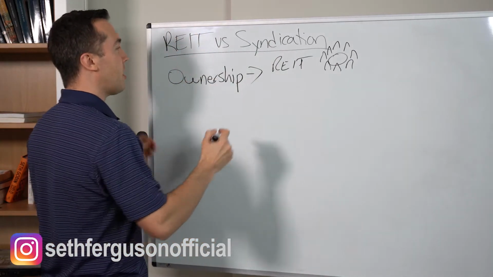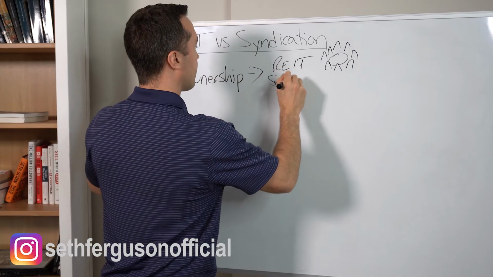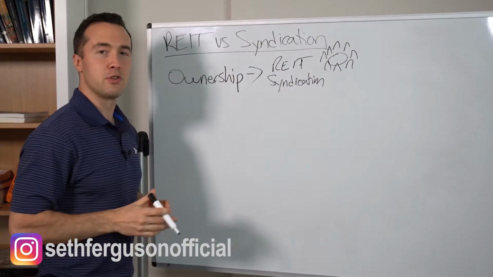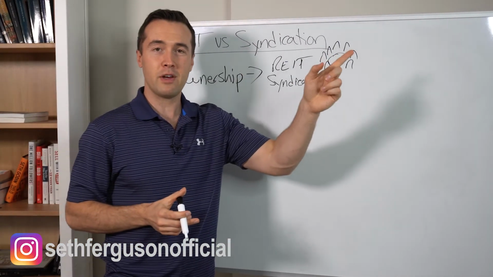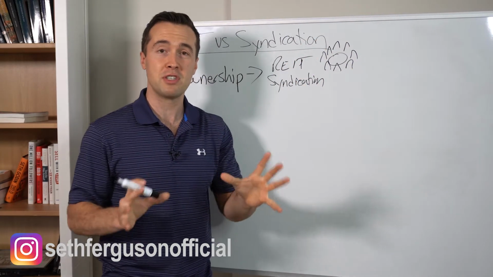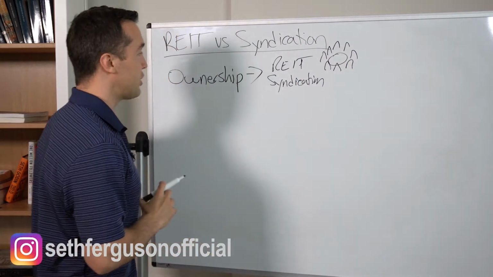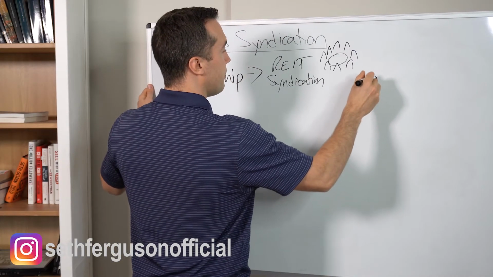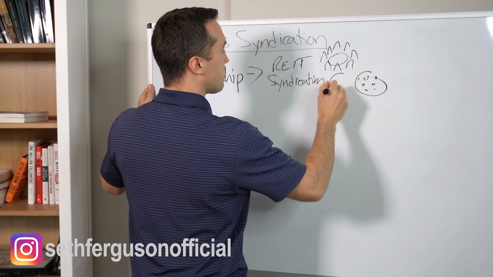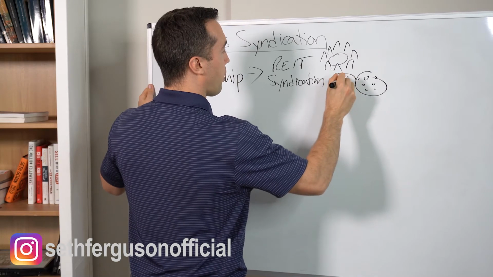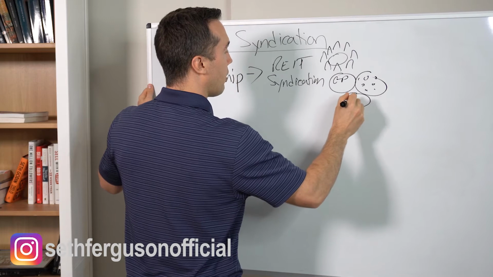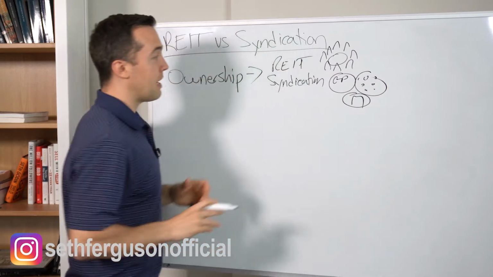A syndication, on the other side, is a pooling of resources by investors. And I'll put a link to the video I did talking about syndications in more depth right up here so you can check it out. A syndication is a pooling of investors with capital, and then they combine with a general partner who's an active partner who will then take their capital and acquire a single real estate property.